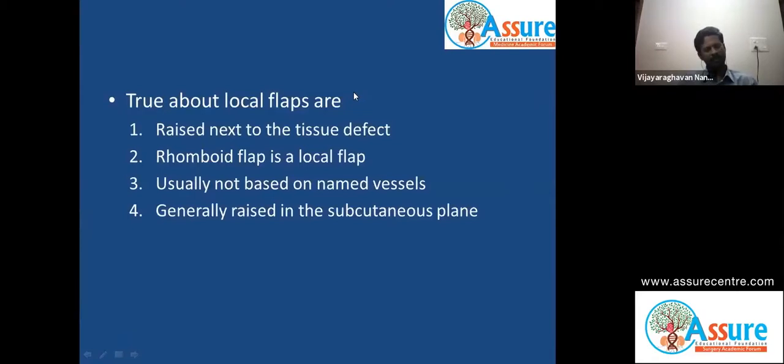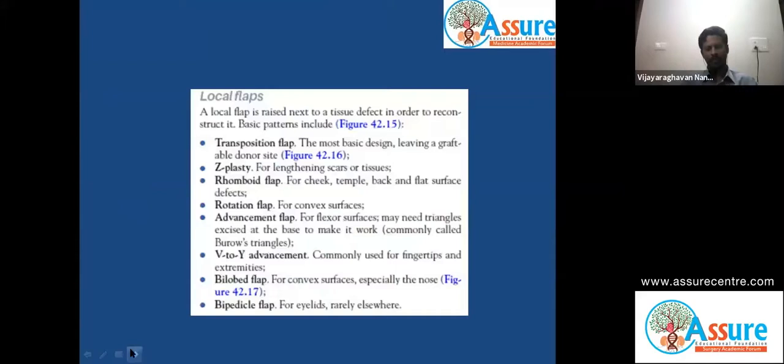As the name implies, it is immediately next to the tissue defect. Once you see these pictures, this will be a little easy for you. If you see local flaps, this is what you will find in Bailey: a local flap is raised next to the tissue defect. Basic patterns include transposition, rhomboid, rotation, advancement. Sir, what is this, sir?